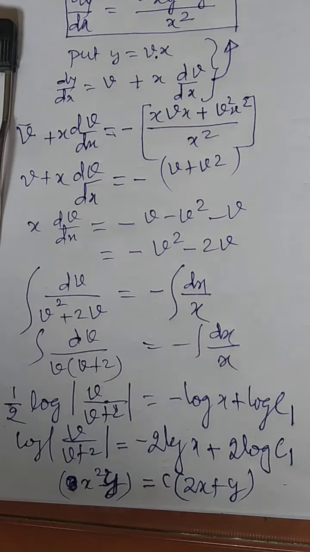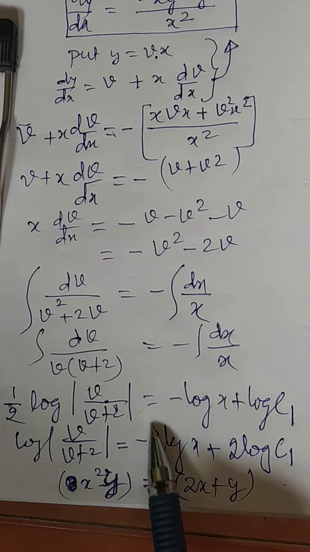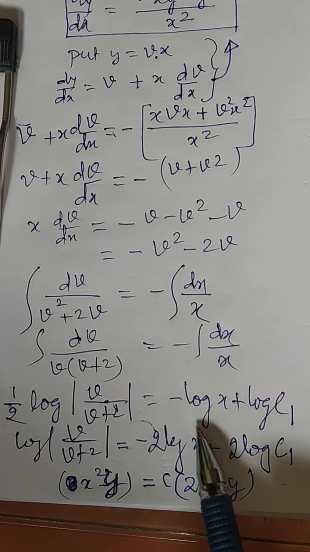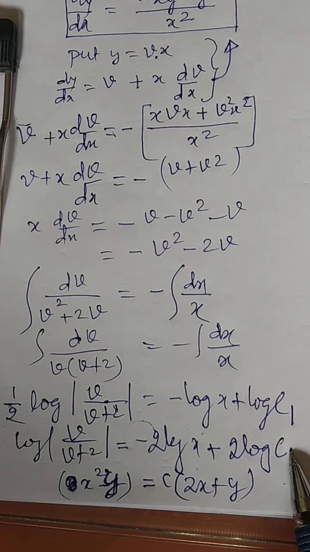So the final arrangement you will get is x square y will be equal to c(2x + y). Now what are the things to be done? This minus 2, you can take it as a power, so it will be 1 by x square. This also will be a constant, so you can get c by x square over here. And the log you can cancel out.